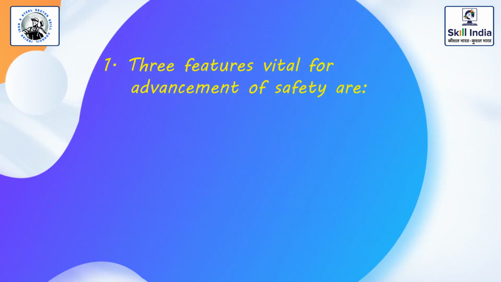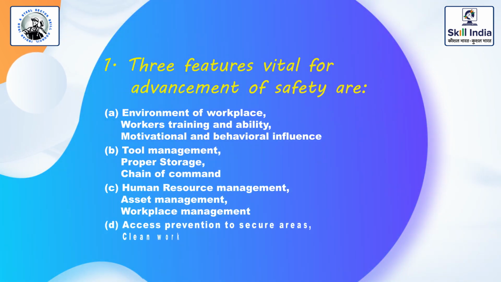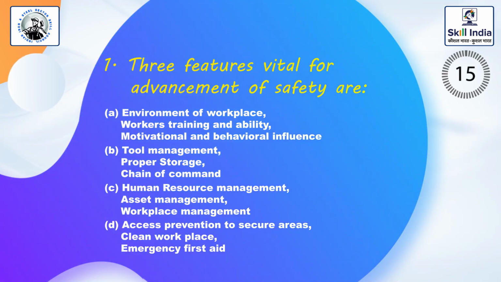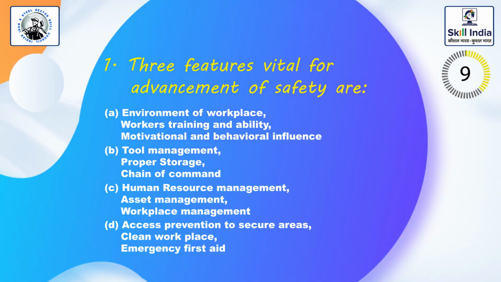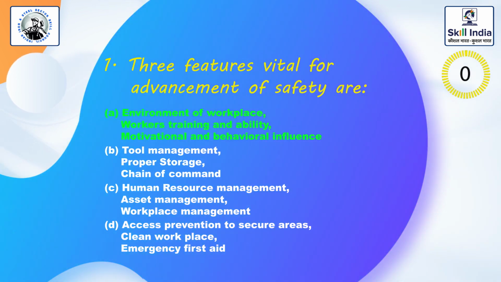Question 1. 3 features vital for advancement of safety are: Option A, environment of workplace, workers' training and ability, motivational and behavioral influence. Option B, tool management, proper storage, chain of command. Option C, human resource management, asset management, workplace management. Option D, access prevention to secure area, clean workspace, emergency first aid. The correct answer is A.